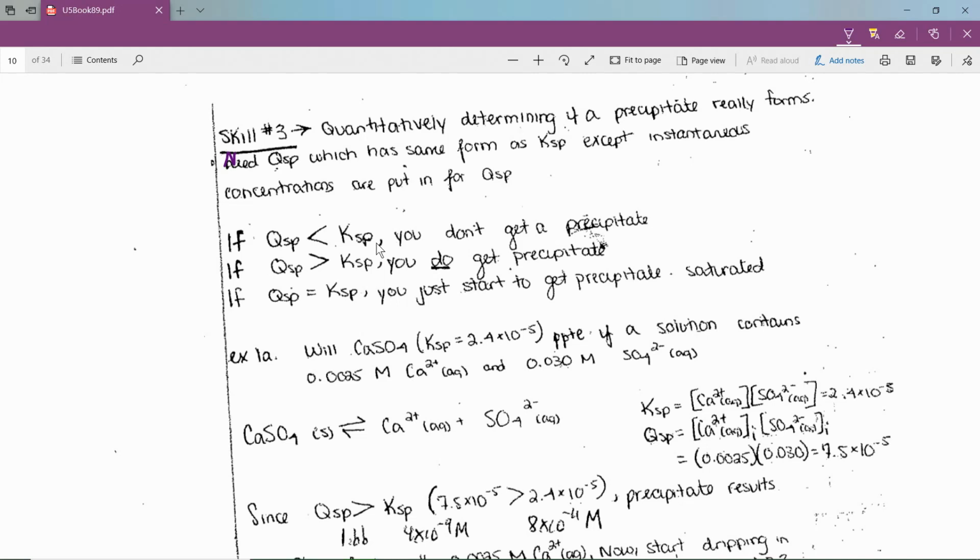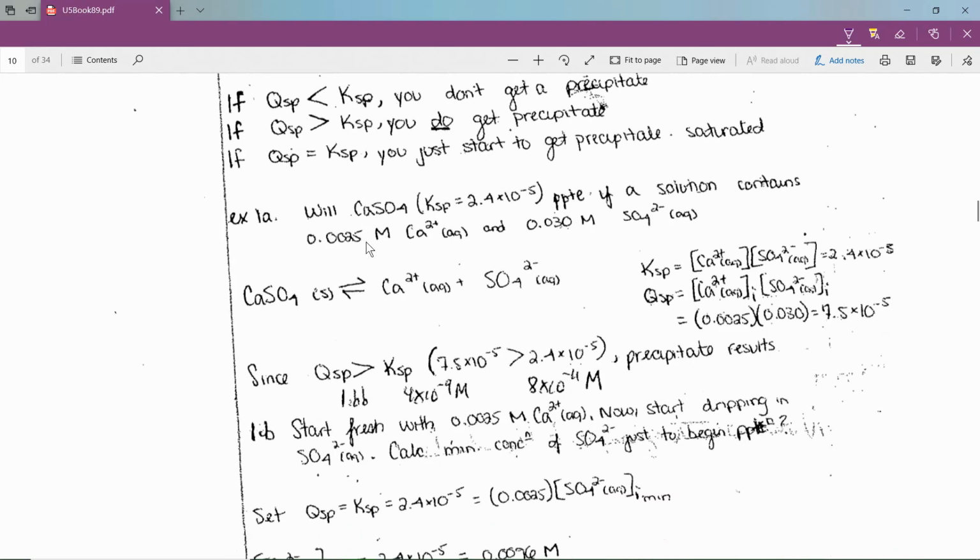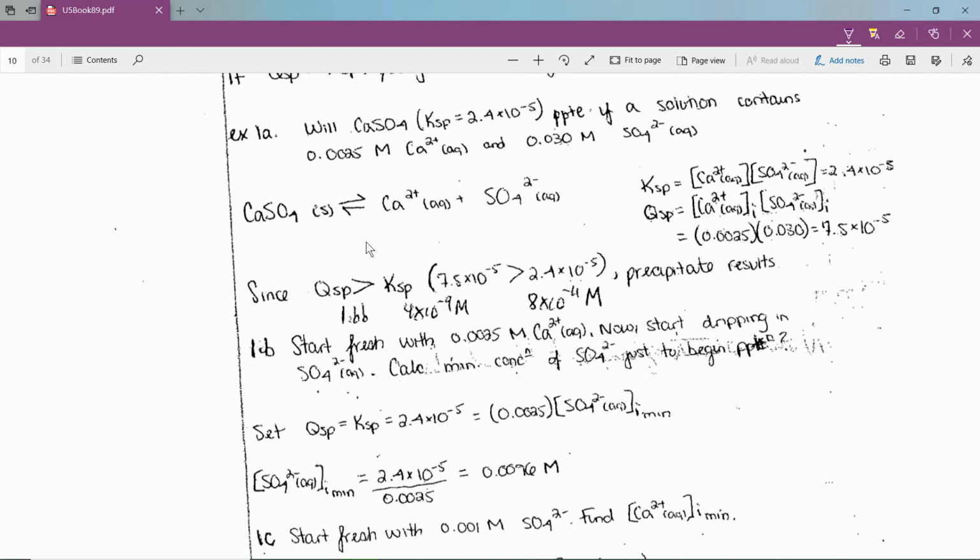So let's take a look at how this comes into play. First of all, example 1a, will calcium sulfate precipitate if, and you're given KSP of 2.4 by 10 to minus 5, if you have a solution which is swimming around with 0.0025 moles per liter of calcium 2 plus and 0.03 moles per liter of sulfate. So that is my cation and anion instantaneous concentrations. Is that enough to make a precipitate?